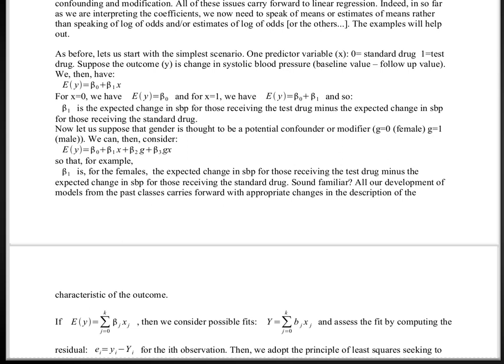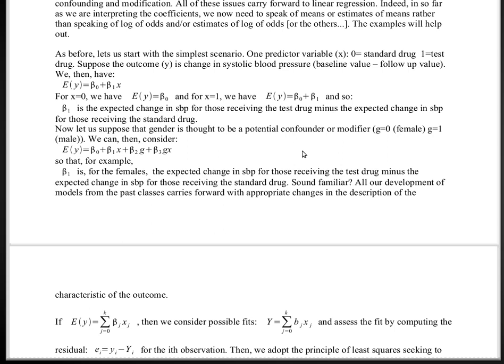And so what can we see? If we take the difference between this equation for those receiving the test drug, and this equation for those receiving the standard drug, we get beta sub 1. So we see then that beta sub 1 is in fact the expected change in blood pressure for those receiving the test drug minus the expected change in blood pressure for those receiving the standard drug. Okay, so we can see right away that beta 1 is the quantity we would want to study. It's giving us the characteristic we are interested in. That is the difference between the two means.